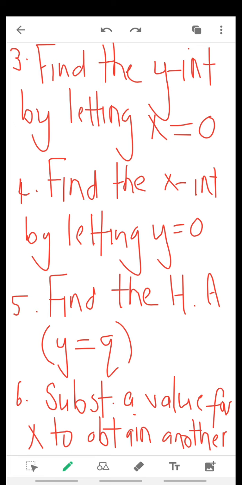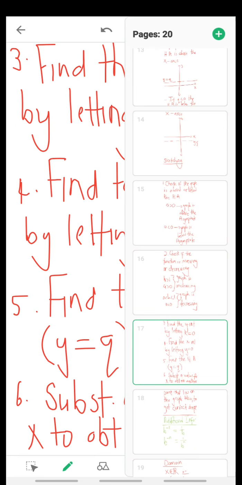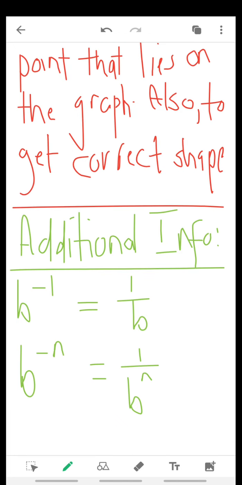That will be giving you another point that lies on the function, okay? So that will be a point that lies on the graph, and it will help you to get the correct shape of your graph, okay, by joining the points that you'll be having, okay?